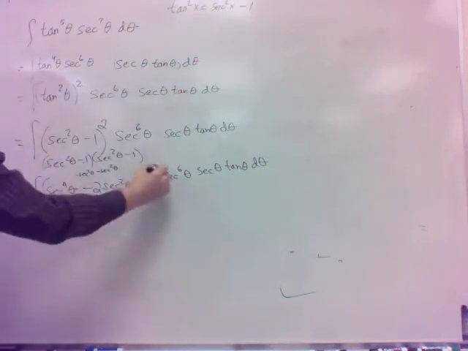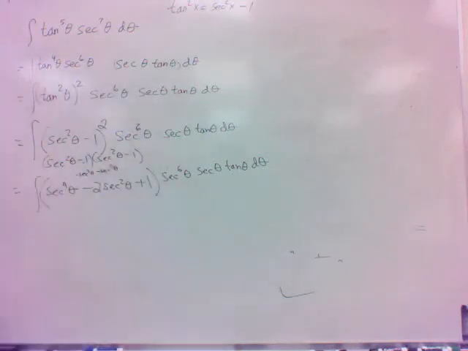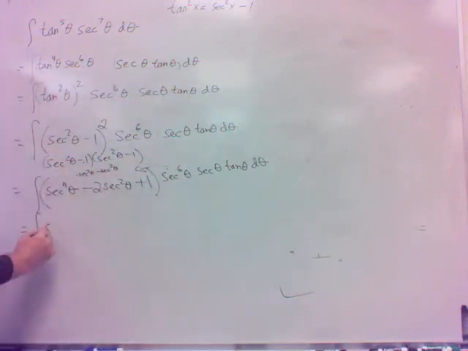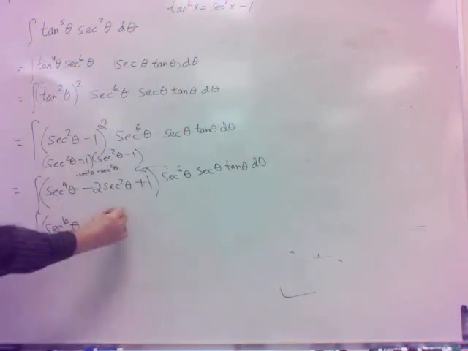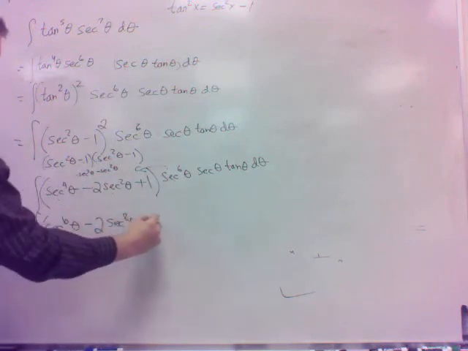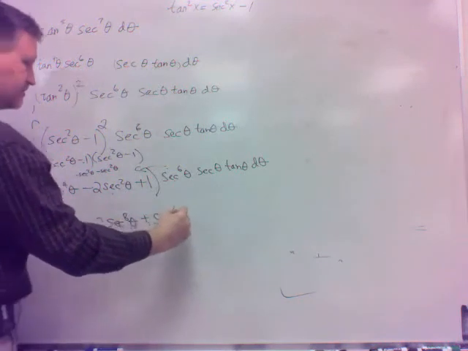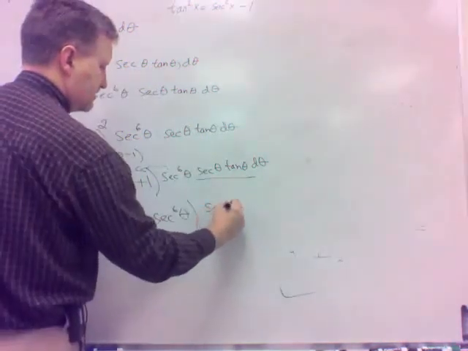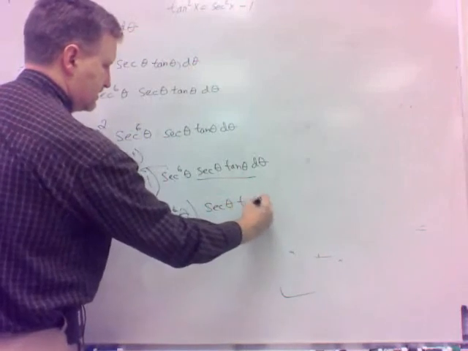Let's make it a little bit shorter, because then, what do you think? Distribute the secant to the 6th. So that would be the integral of secant to the 6th times secant to the 4th, which is secant to the 10th, minus 2 secant to the 6th times secant to the 2nd, which is secant to the 8th, plus secant to the 6th. Then times this secant theta, tangent theta, d theta.